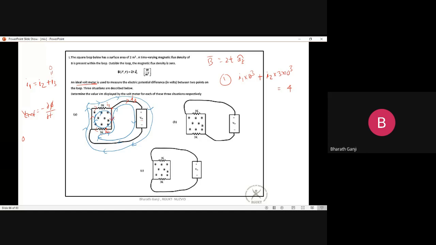Phi is the flux, because there is a uniform field going through this area, so flux becomes B into area. B is nothing but 2t, and area is given as 2 meter square. So d phi by dt gives 4, minus 4. But I have written directly 4 for the EMF without the minus, because the minus is put to account for the fact that this EMF will be produced in such a way that it opposes the change.